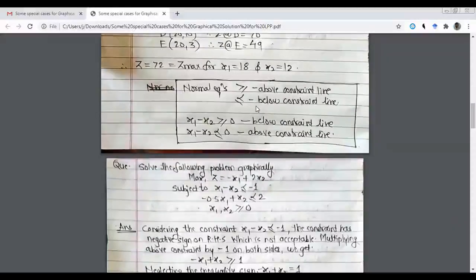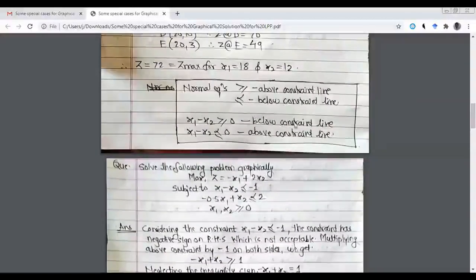Now, this is the normal philosophy that we follow. But for this type of equation, only this type, x1 minus x2 greater than or equal to 0, if this particular type of constraint is given to us, we will have to go in the reverse manner, right? Only for this particular equation. I'm not telling this for the equations other than this. Only for this x1 minus x2 greater than or equal to 0, you'll have to consider the region that is below the constraint line.